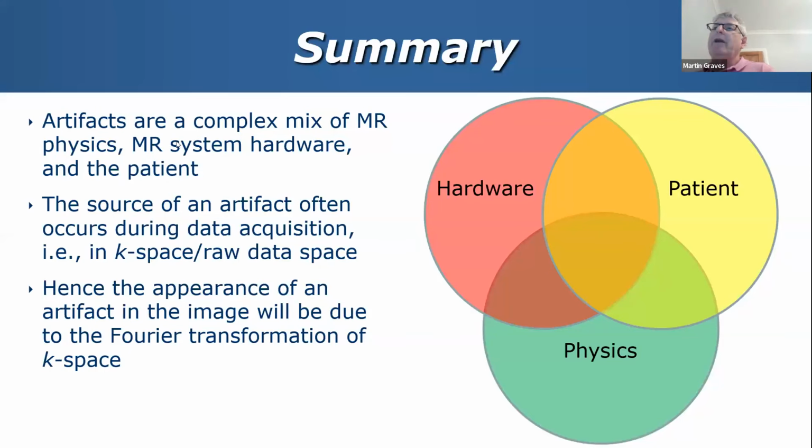So in summary, artifacts are a complex mix of MR physics, system hardware, and the patient. And you've got to remember that the source of an artifact is often during data acquisition, so will occur during k-space or raw data collection, and hence the appearance of an artifact in an image is often due to the effects of the Fourier transformation.